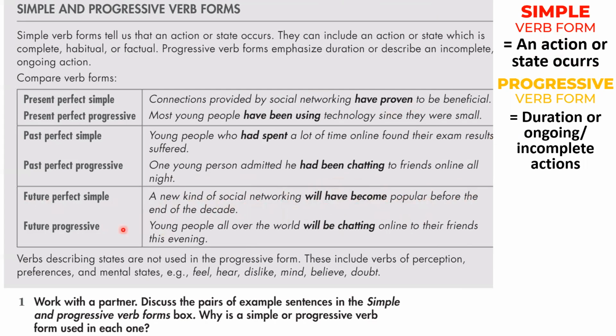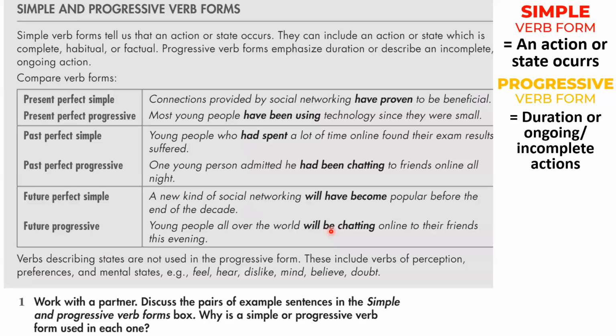But if we say that it is in progress, like here, "Young people all over the world will be chatting online to their friends this evening." So again, we're emphasizing the duration, this evening, and we're also saying that it's an ongoing action. In this case, in the future, this evening, this action will be going on, right? It's not going to be just an action or state that occurs. It will be an ongoing action, okay?